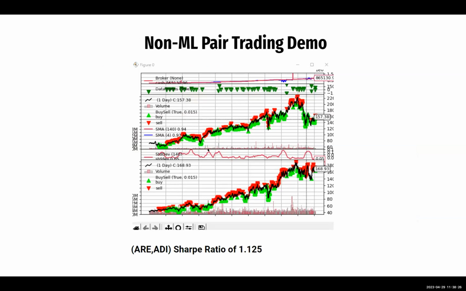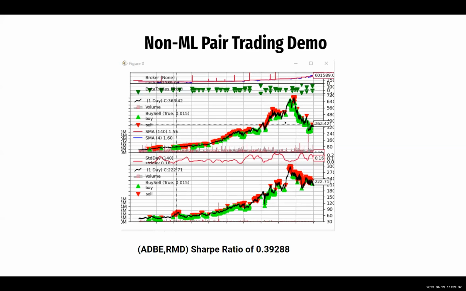Now here is a demo of the pair trading strategies. First of all, we have the ARE and ADI pair. The Sharpe ratio of this strategy is 1.125, which is quite good, because if the Sharpe ratio is above 1, it indicates a good performance. You can see this is the entry sell signal, and this is buy for the one stock and the second stock. These are the cumulative returns of the portfolio using the 100K initial deposit.